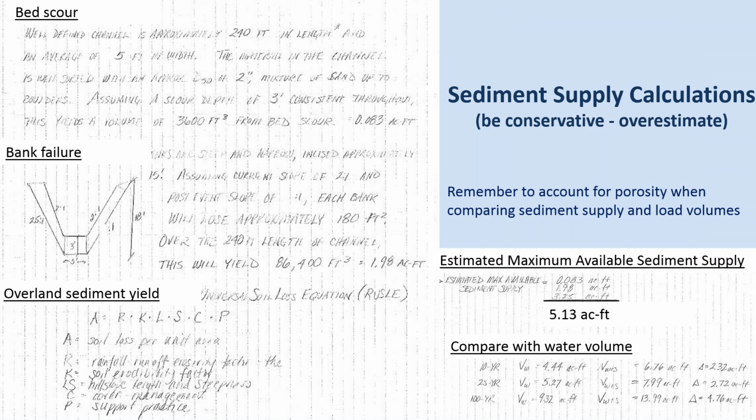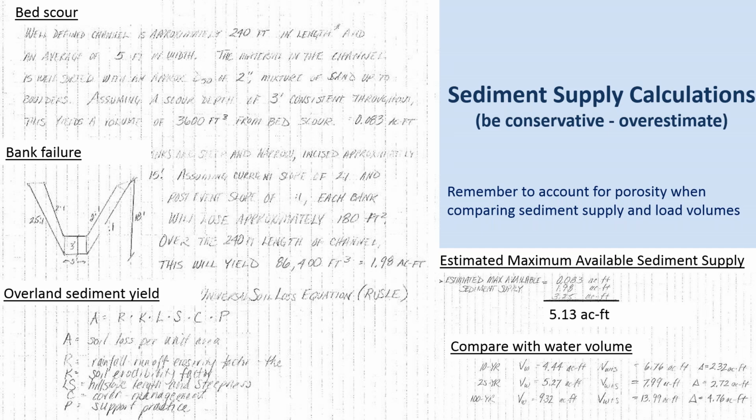So don't panic here. I'm doing this for you because it's this back of the napkin approach, but this person who did this did a pretty good job with it, just by estimating some sediment yield in a fairly straightforward manner. And so I'm not asking you to try to read this or anything. It's just to give you an example of how you do this on the back of a napkin type of approach. So there's three sources of sediment supply here: bed scour, bank failure, and overland sediment yield.